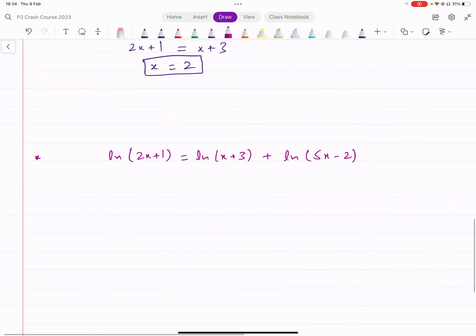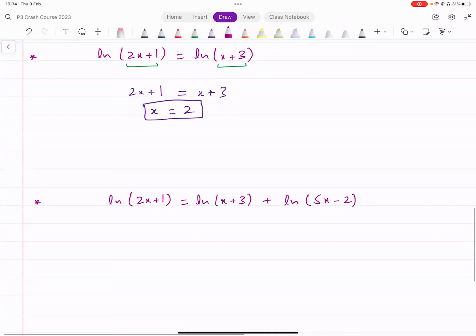Now, if you were thinking of canceling ln in the previous step, that would be the same as canceling this log, because now you've got log in every term. So you might have this urge of just canceling out the logs and then writing it as 2x plus 1 equals x plus 3 plus 5x minus 2, but that would be wrong. You cannot do that. Again, as I said, ln is not a number that you can cancel like this. So it doesn't work like this. You cannot do this. So what do you do instead?